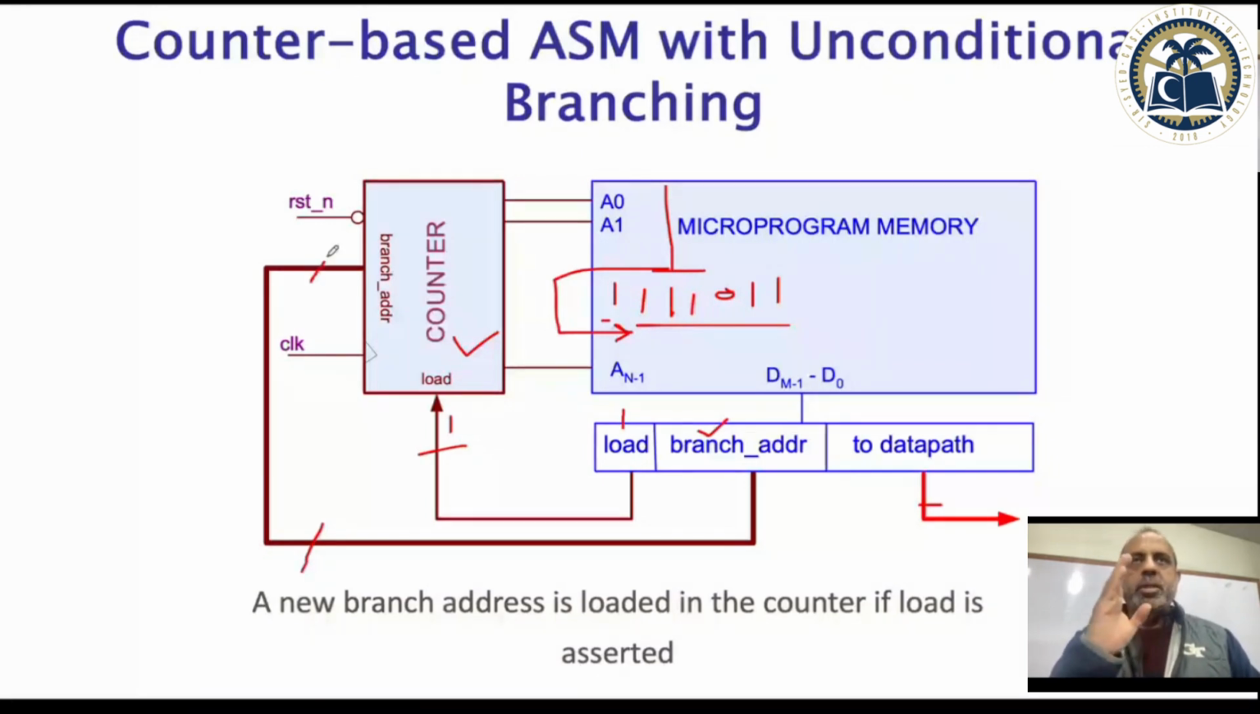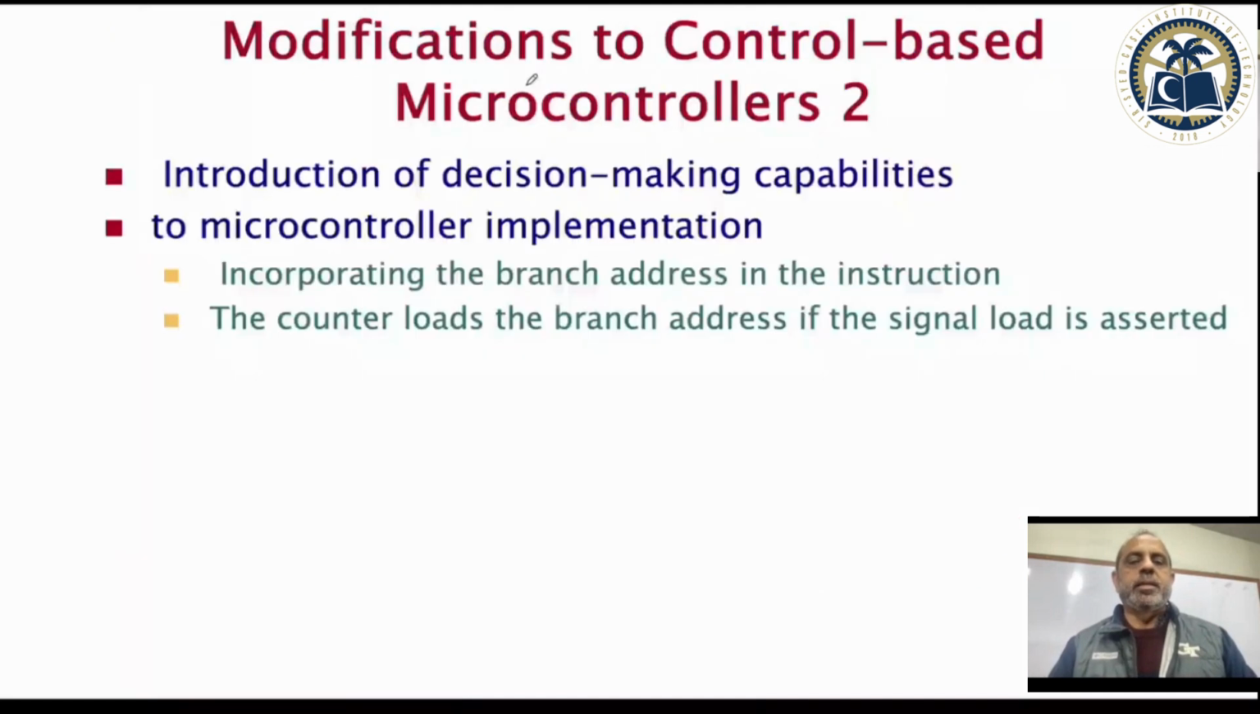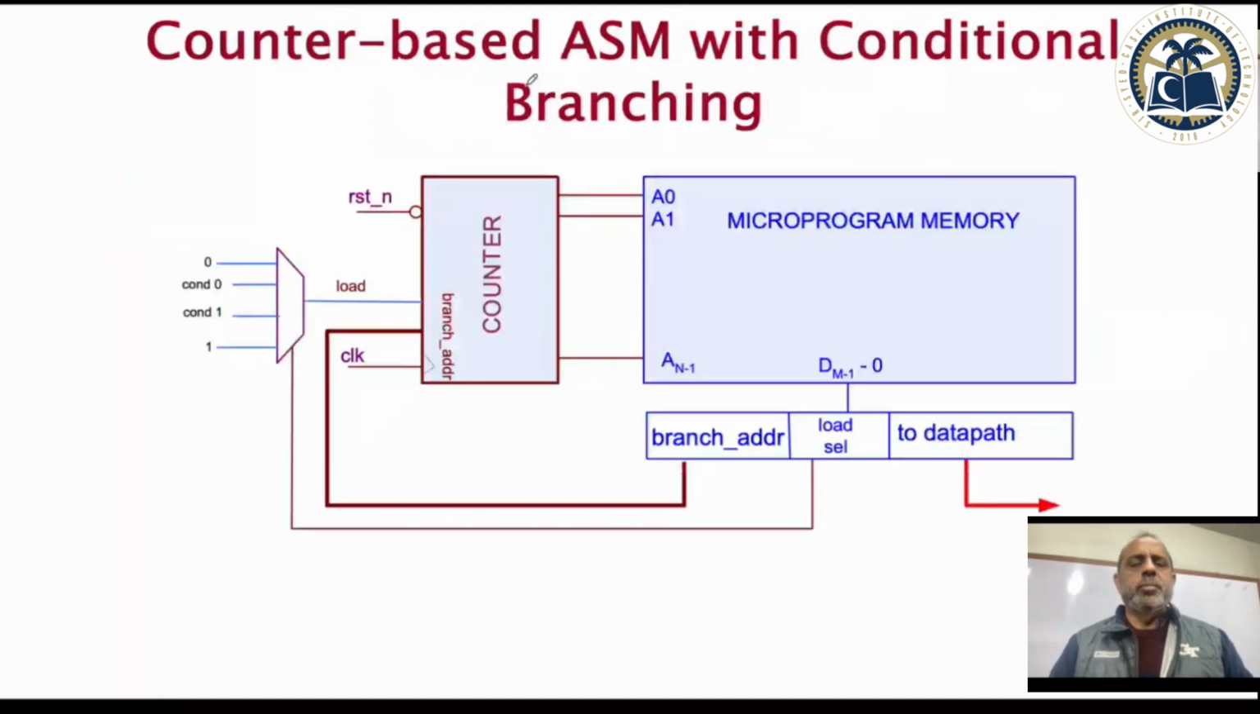Whenever you assert load, the counter will jump and have this value, which is part of your instruction. This is called, now you have added a counter-based unconditional branching capability into your design. Okay, so another modification is that you say I want it to check a condition, and if the condition is true, only then it should jump.